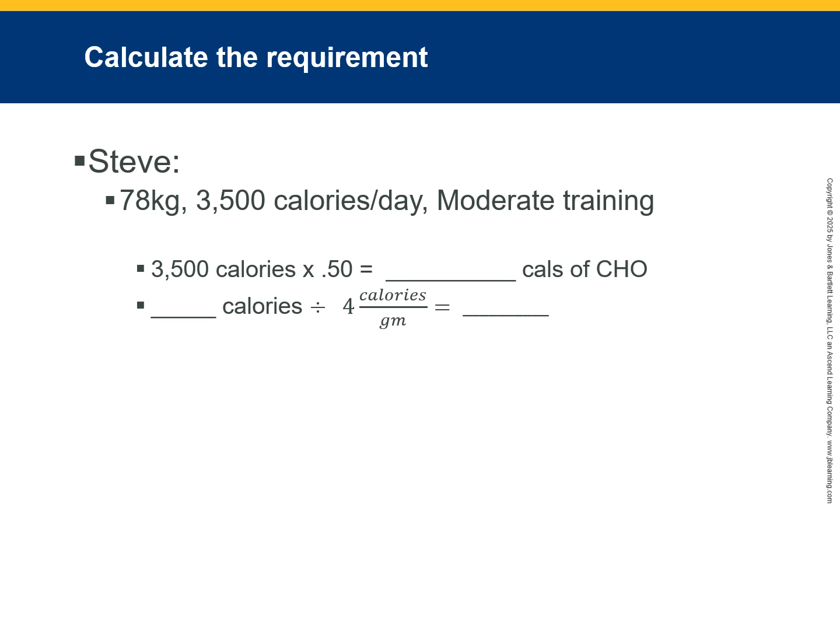Steve is a 78 kilogram athlete who needs 3,500 calories per day, and he is doing moderate training, which is about an hour per day. So to calculate his requirement based upon percent of calories, we simply take his caloric need times the percentage converted into a decimal, and that equals, in this case, 1,750 calories. But that's not really helpful.